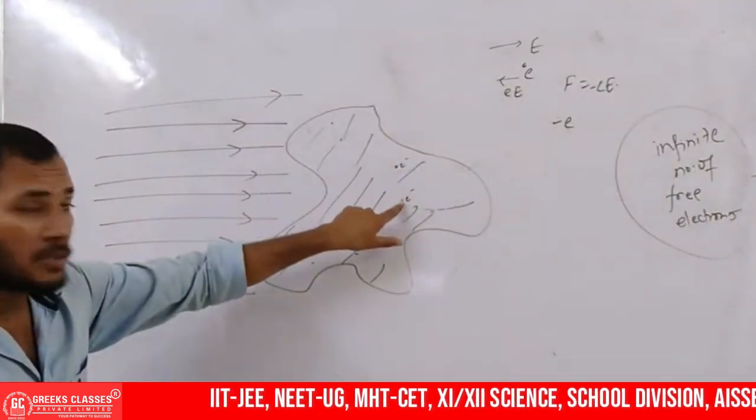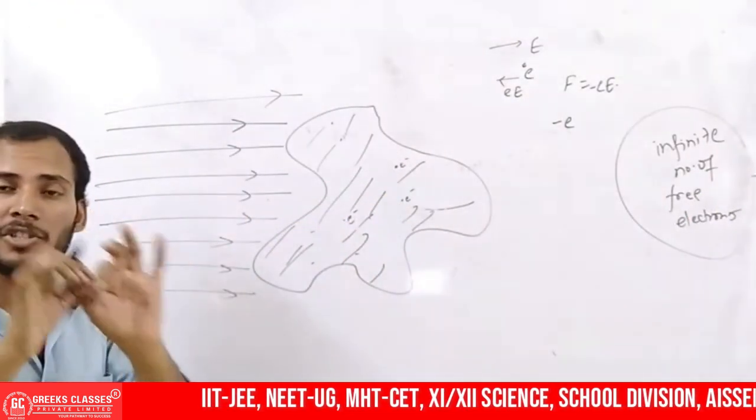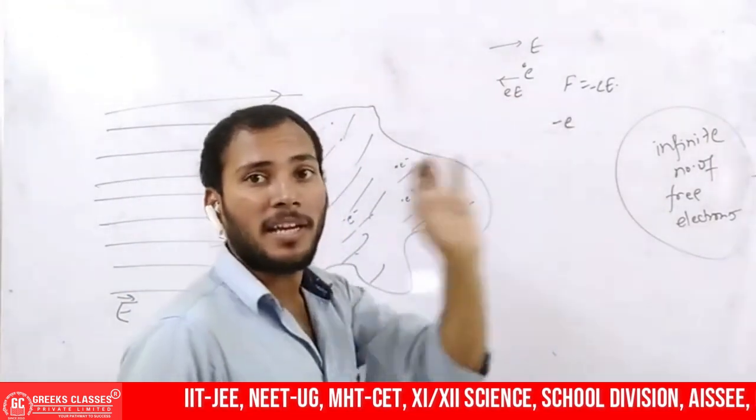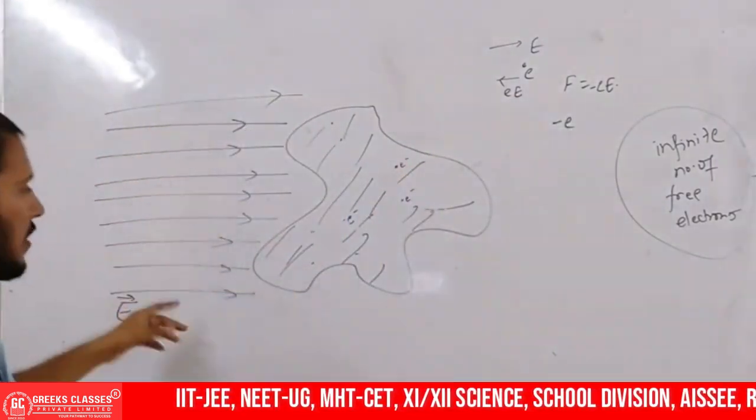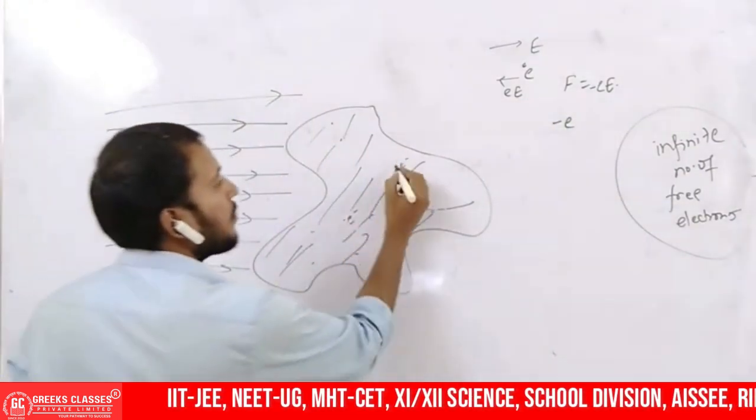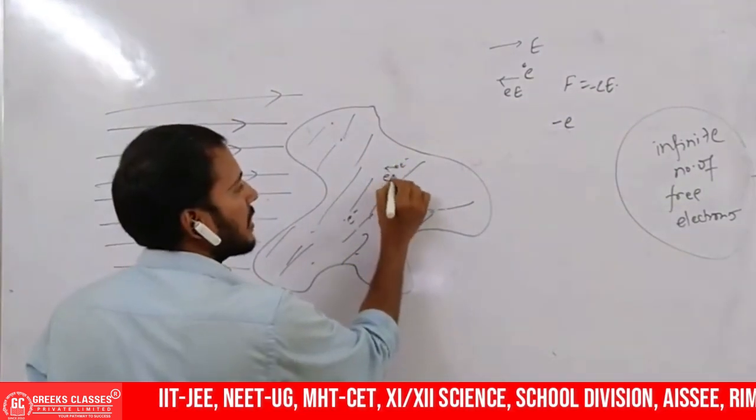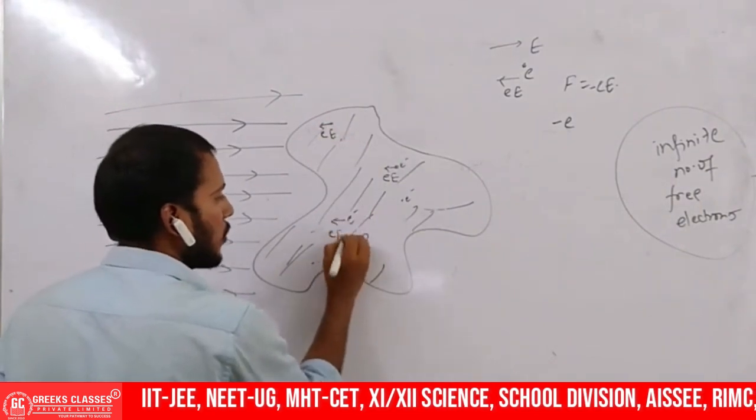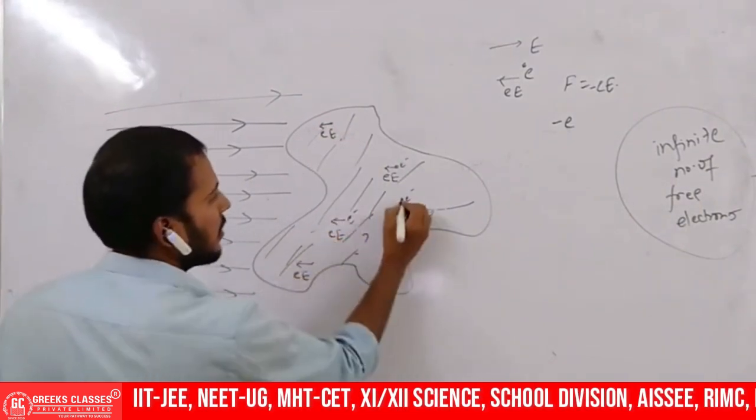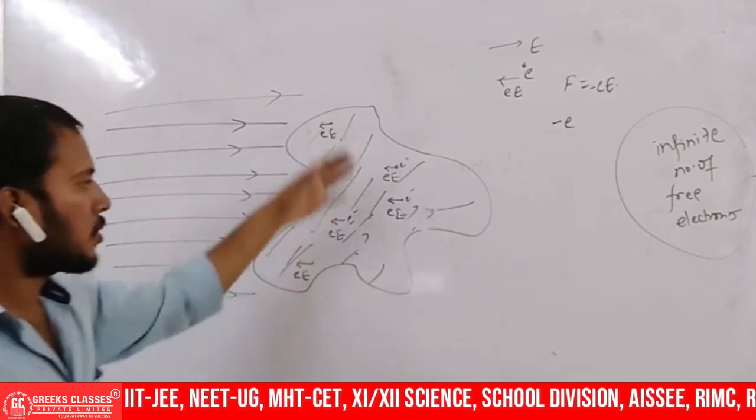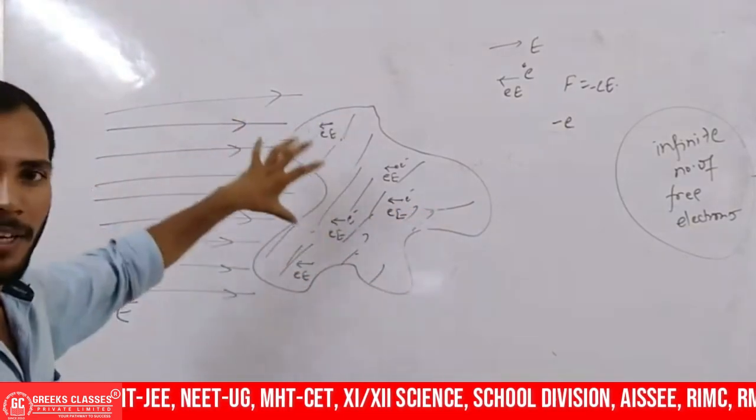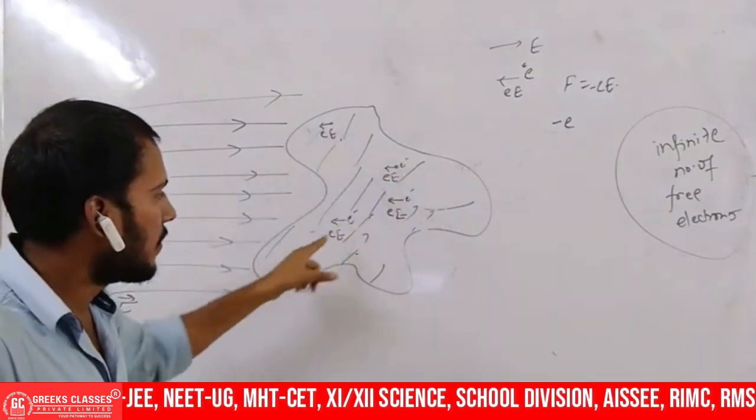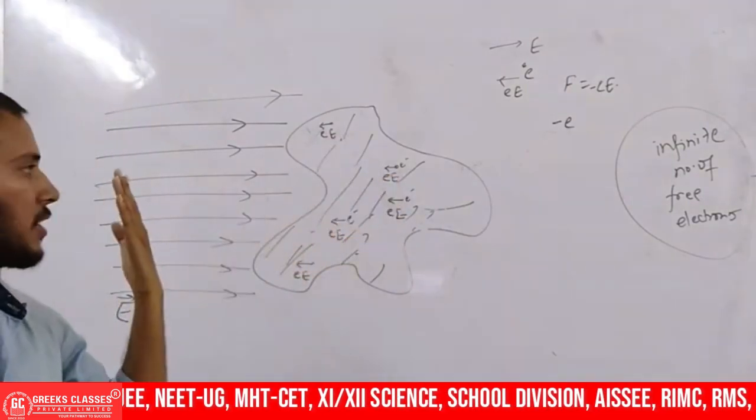So that means on each and every electron there is a force whose magnitude is e into E, because the electric field in this case is uniform. So let us say here the electric force is eE, eE, eE, eE. There are infinite such electrons, I am just showing a few, like 5 to 6. What will happen? All these electrons will feel a force in the negative x direction.